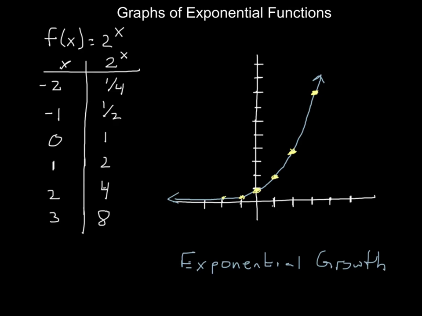Now, other things I notice here. Because I have to look at what's happening. Now I can see as I go further in this direction, further to the right, that my function values are getting big and they're getting big fast. In fact, exponential functions are the fastest growing functions out there. There's nothing that grows faster than an exponential function. That's why when we talk about exponential growth, when you hear that term, it actually has a lot of meaning. It means that it's growing very quickly.